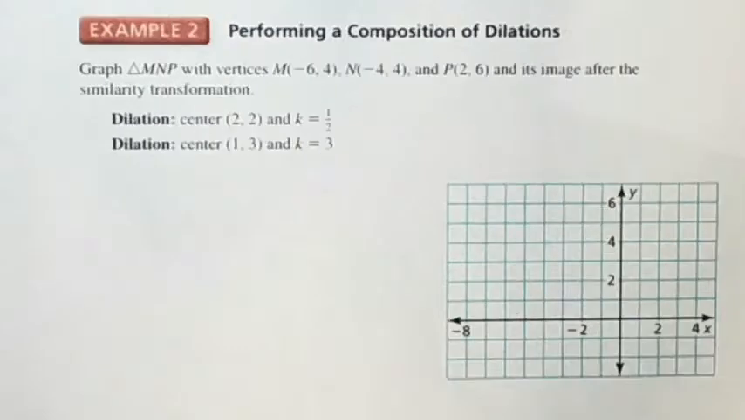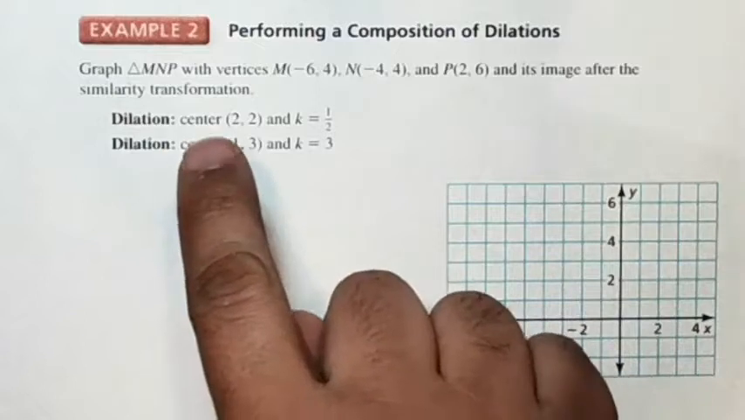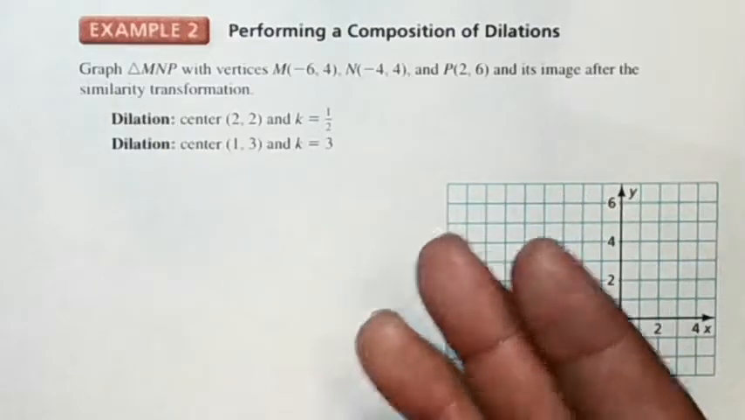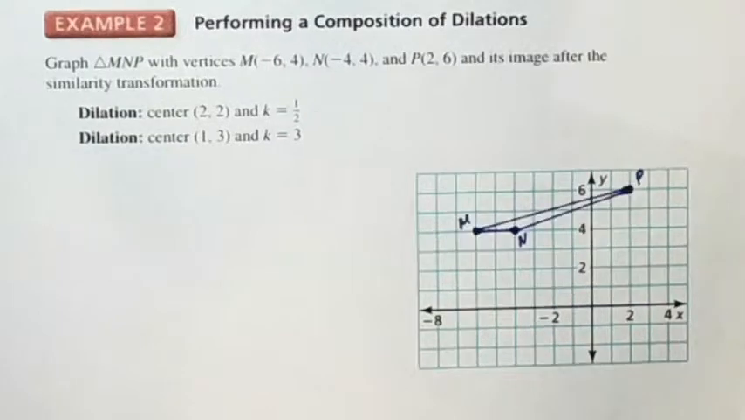Now we want to look at a different type of similarity transformation. We're going to do a composition of dilations, and what that means is we're going to dilate the pre-image once, then take the new image and dilate it a second time. Let's see what this looks like. There's our original triangle MNP.